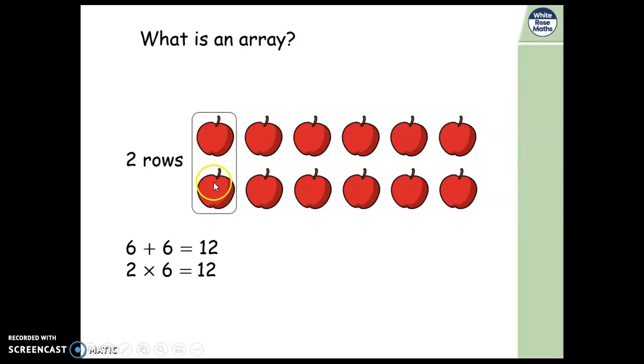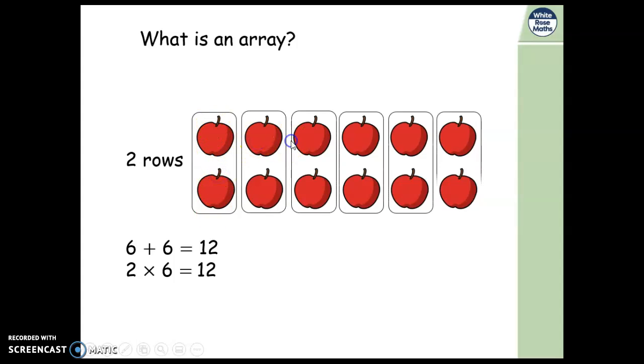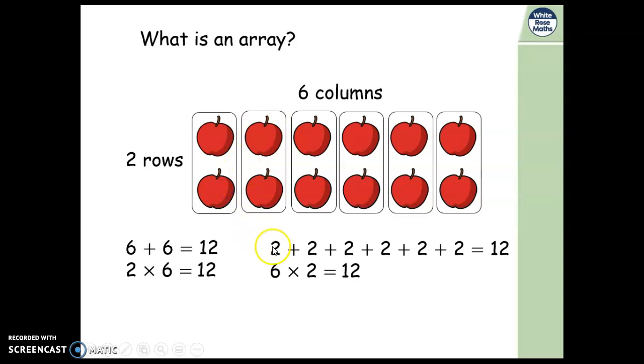We can also look at the columns. So we've got 2, 2, 2, 2, 2, and 2. If we were to write that as a repeated addition, we've got 2 add 2 add 2 add 2 add 2 add 2. We've got 6 2's there. 6 groups of 2 equals 12.